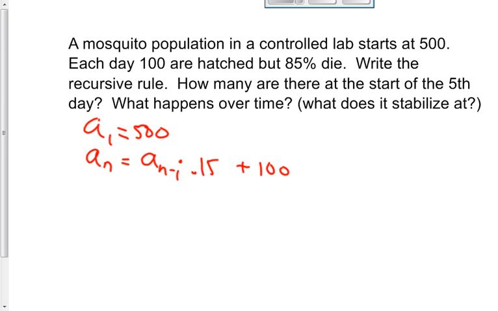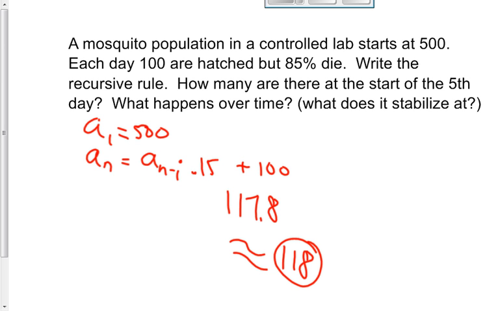Sorry about that. All right, so remember, when you go to your calculator, type 500, hit enter, then times by 0.15 plus 100, enter, enter, enter, enter. You want to do that 4 times. So that will tell you what you've got at the start of the fifth day. Hopefully you're going to come up with 117.8. Now, keep hitting your enter button over and over again. Are you seeing that it is approaching and never going over 118? That is your stabilization point or your equilibrium point.